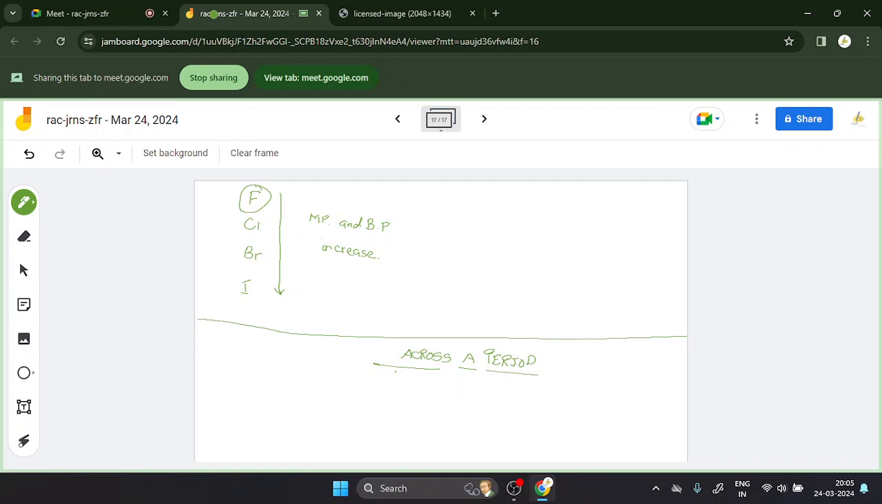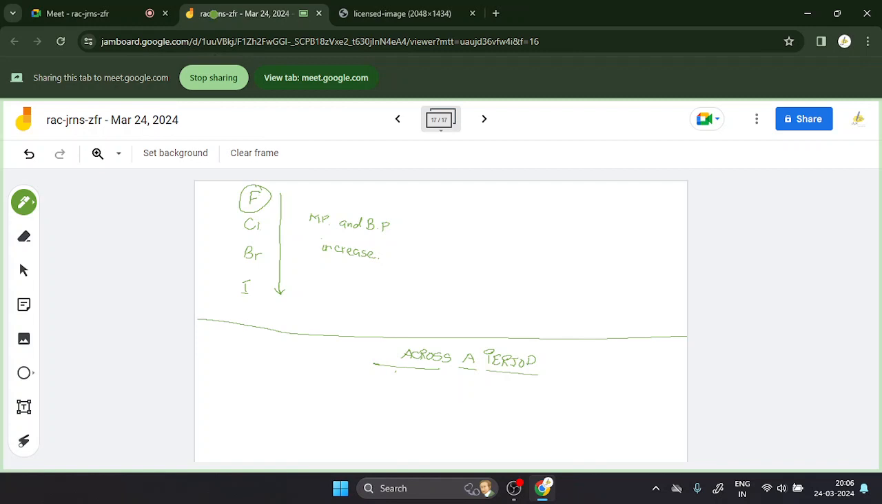So what will happen when we move across a period left to right? Melting point and boiling point will go up to group 14. It will increase, and after that it will decrease. There is a reason for its decrease, let me tell you, because density of elements also increases. After that a slight decrease will be noticed there. Understood what I'm trying to say?